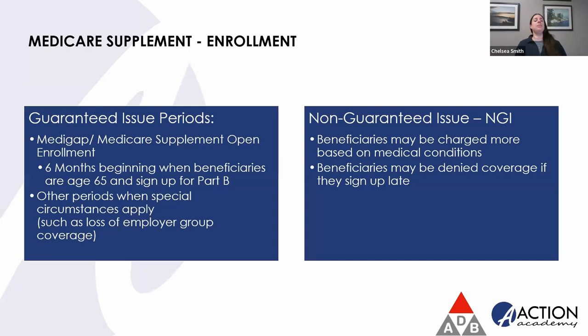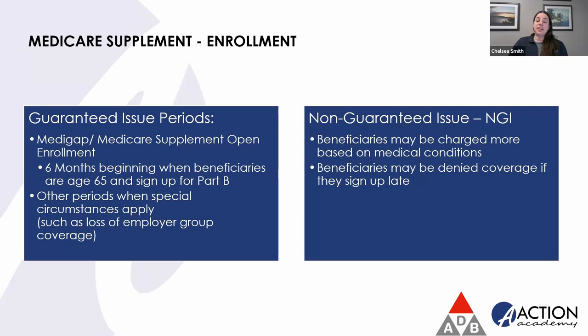Okay, so how to enroll in a MedSup plan. Because supplement plans are guaranteed issue or guaranteed acceptance, usually the best time to buy a Medigap policy is during your Medigap open enrollment period, or your OEP. It begins when you are 65 or older and enrolled in Part B for the first time. You also have to have Medicare Part A to have a Medigap policy.